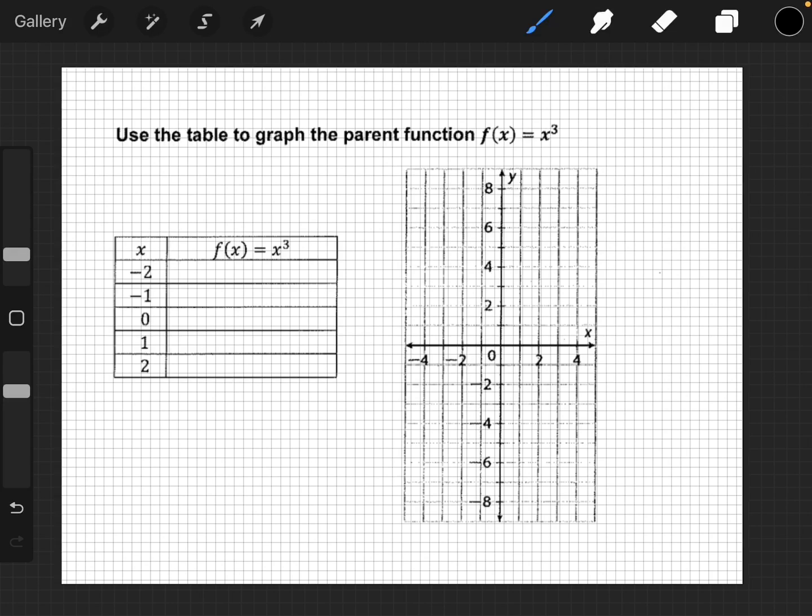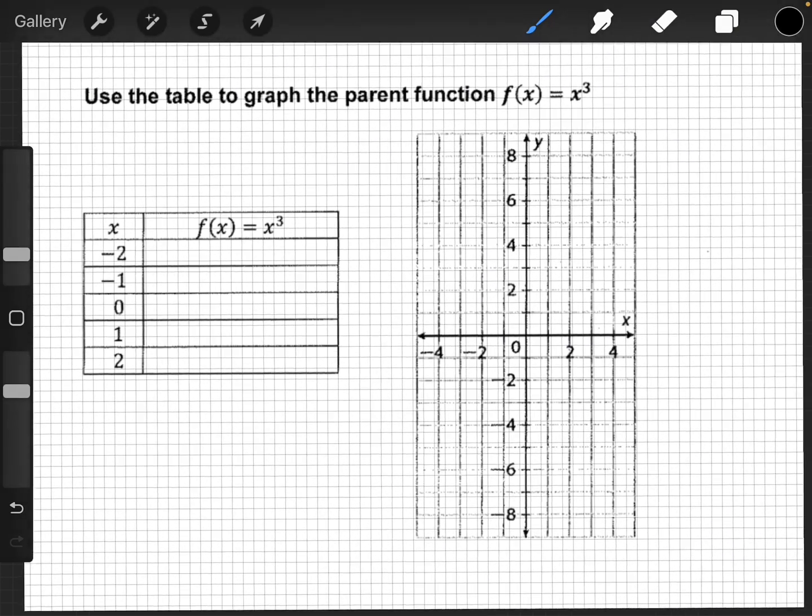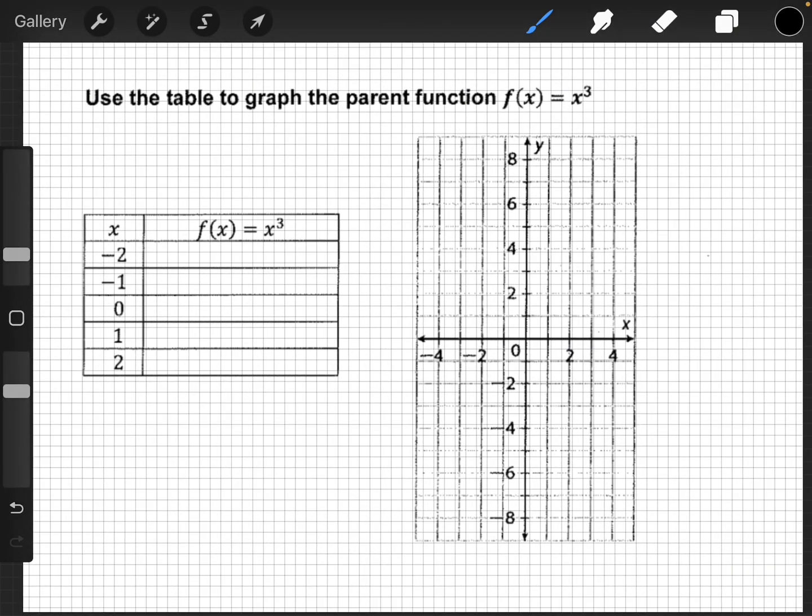This is lesson 4.3, graphing cubic functions. So first, we'll start out with a basic cubic function. We'll use the table to graph the parent function f of x is equal to x to the power of 3.